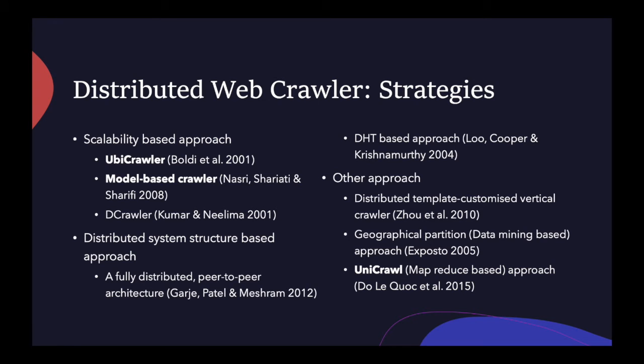Nasri and his co-authors propose a model-based distributed web crawler. This architecture is based on the UbiCrawler. It uses stochastic networks to model the crawling, and the Mobius tool is used to design the distributed web crawler in the stochastic networks. Another quite impressive method is called UniCrawl.